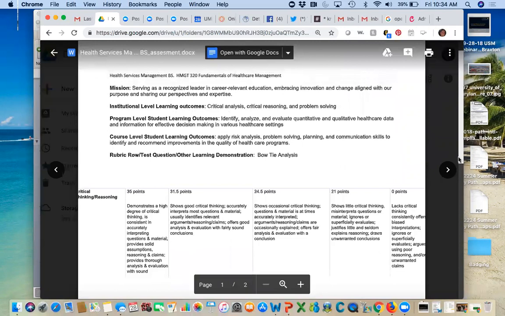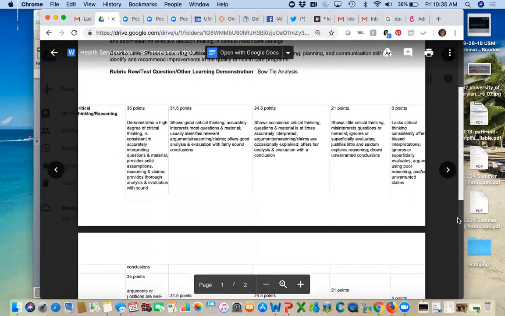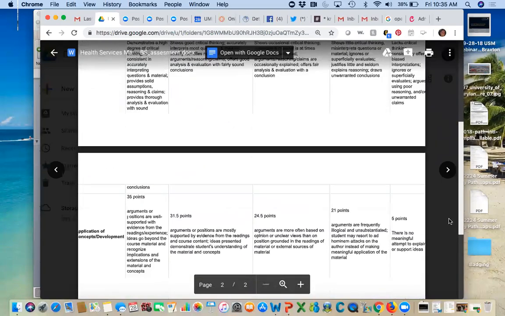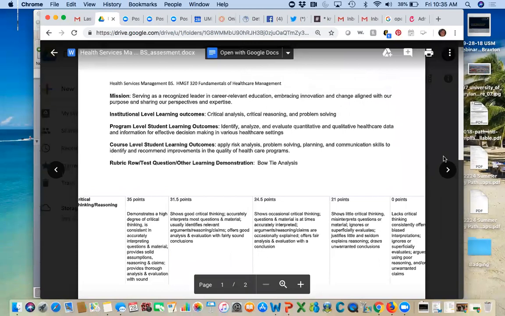Now, then we go down to Health Management 320, which is Fundamentals of Healthcare Management course, and it is a low-level course in the program, but the students already have enough background to understand the functions of management and basics of healthcare. And the course-specific outcome is apply risk analysis, problem-solving, planning, and communication skills to identify and recommend improvements in the quality of healthcare programs.